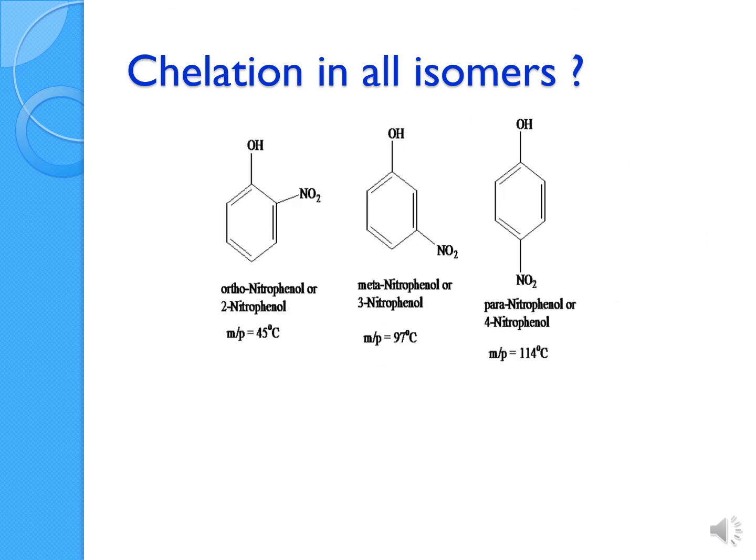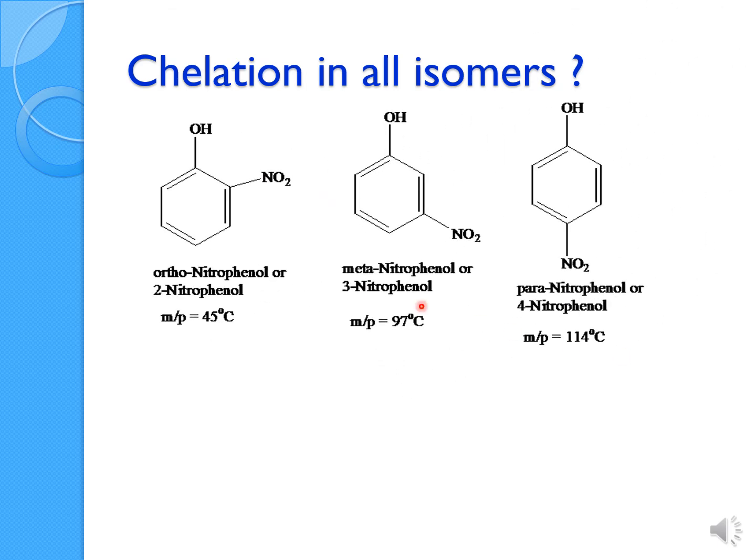Now consider the different isomers of nitrophenol. This is an OH group, this is a nitro group, and this is nitrophenol. There are 3 different isomers of nitrophenol. This is the ortho isomer, this is the meta isomer, this is the para isomer. The carbon that is attached to the OH group is marked as position 1. The carbon attached to the nitro group is marked as 2 here. So this is 2-nitrophenol.